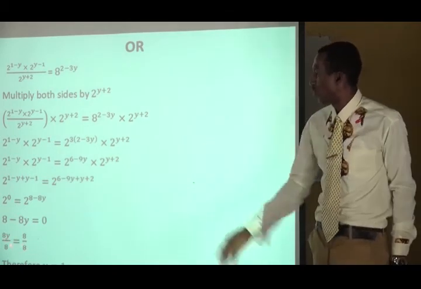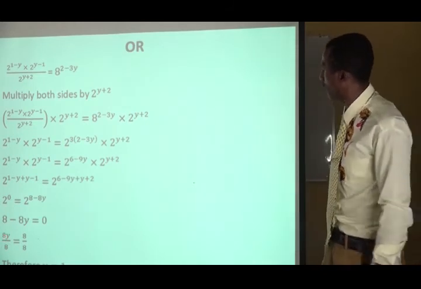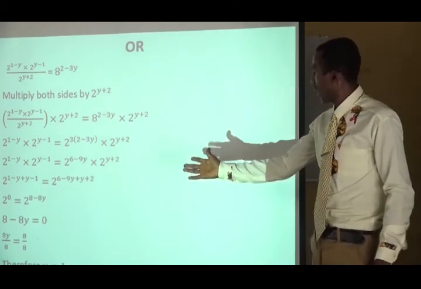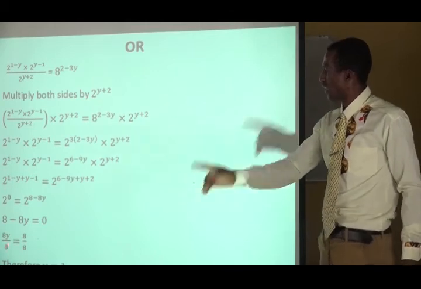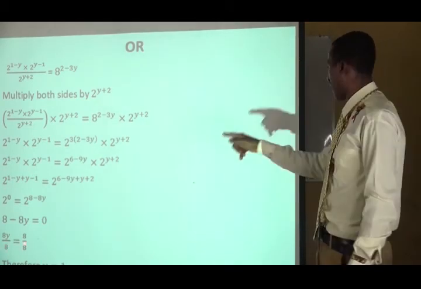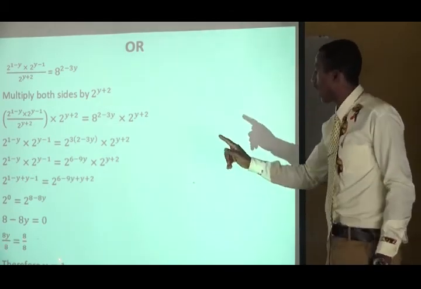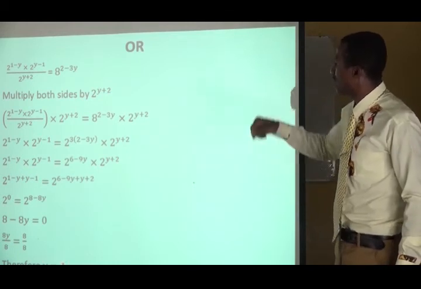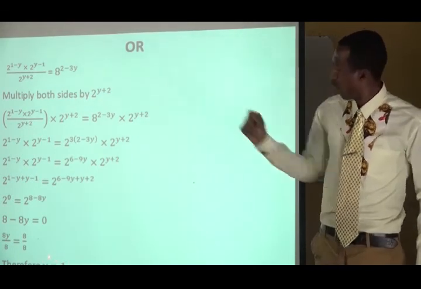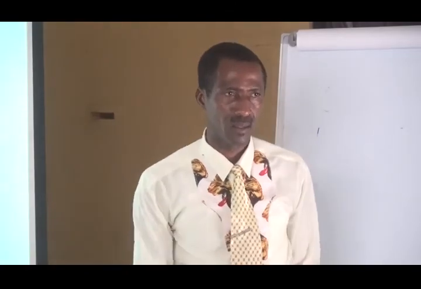So to determine the value of y, we divide both sides by the coefficient of y, which is 8. So when you divide that, 8y divided by 8 gives you y, and 8 divided by 8 gives you 1. So our y equals 1, which concords with the first method. y equals 1.